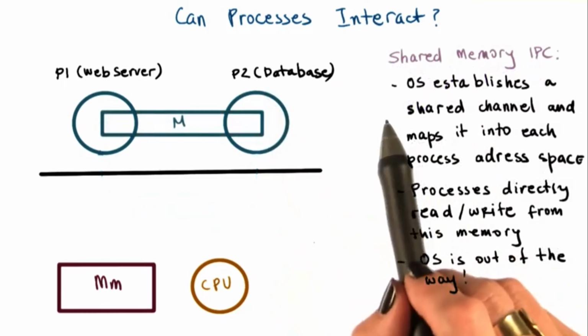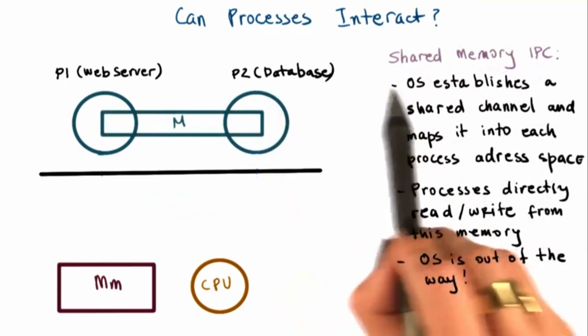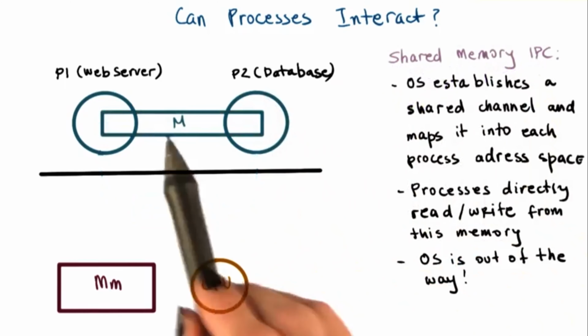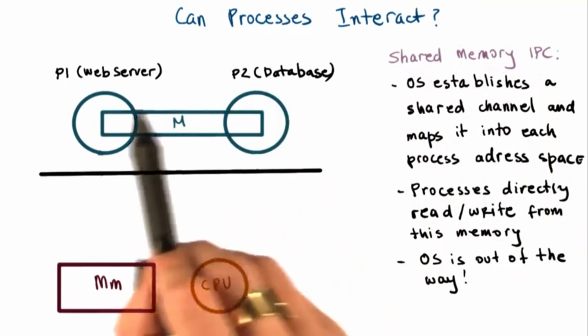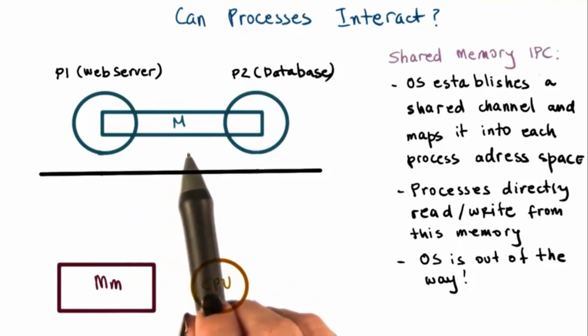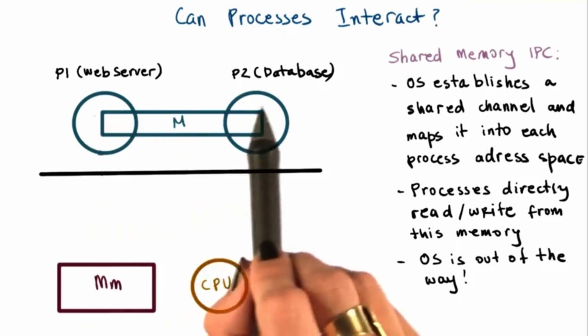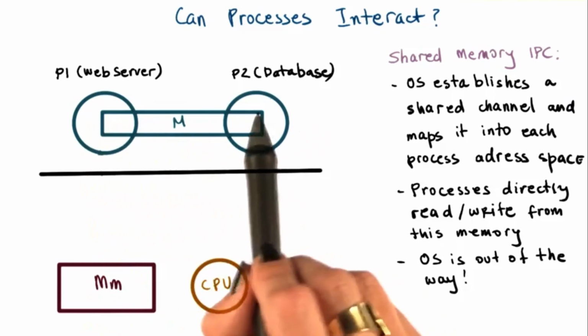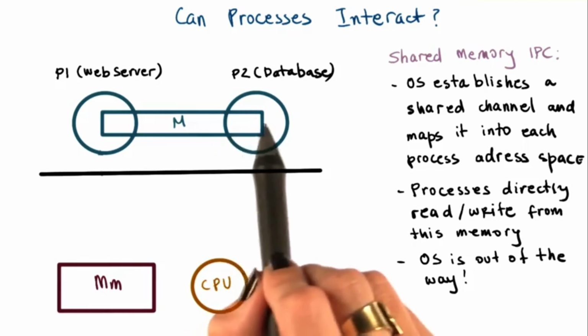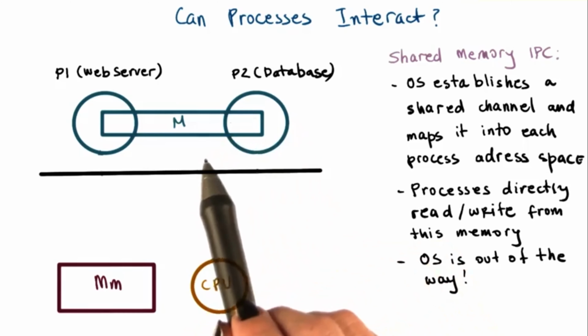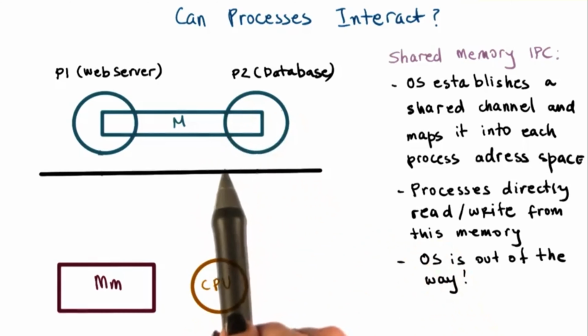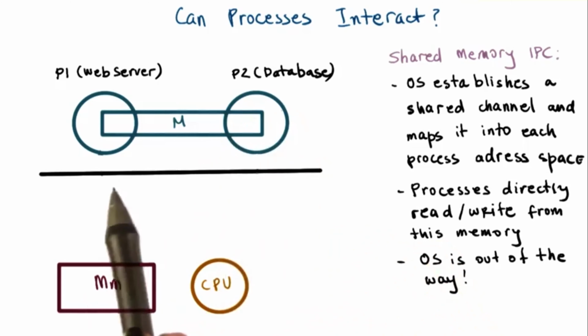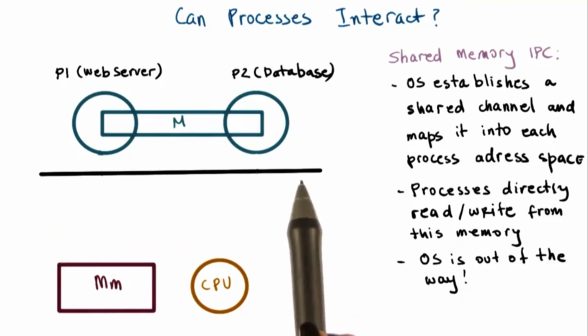The other type of IPC mechanism is what we call shared memory IPC. The way this works is the operating system establishes the shared memory channel, and then it maps it into the address space of both processes. The processes are then allowed to directly read and write from this memory as if they would to any memory location that's part of their virtual address space. So the operating system is completely out of the way in this case.